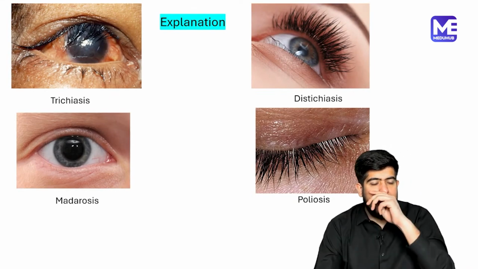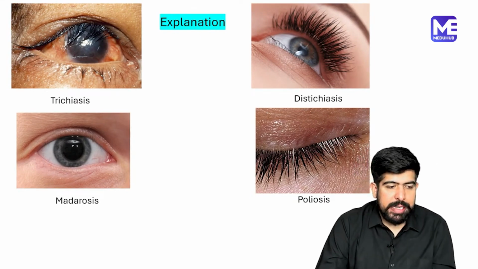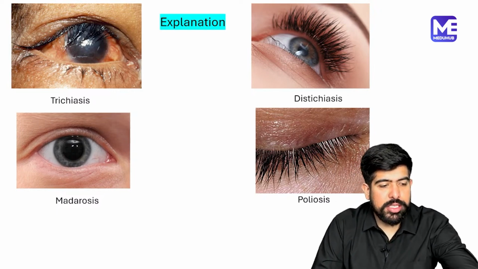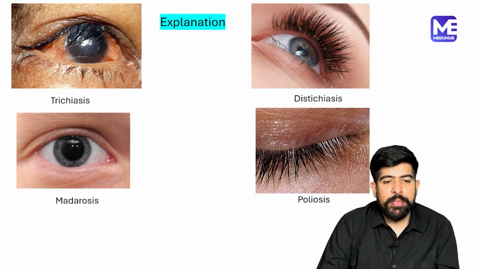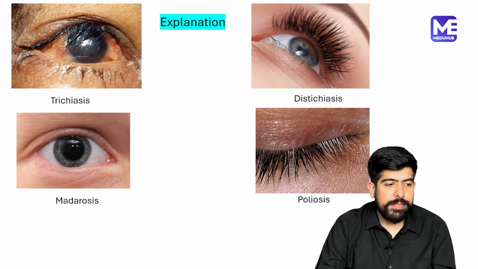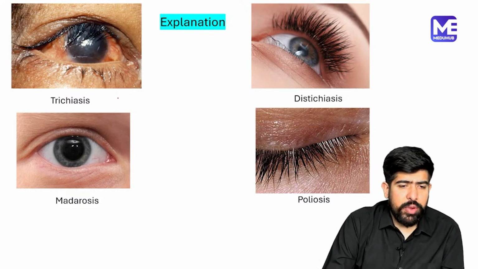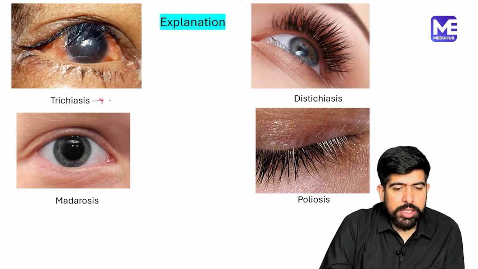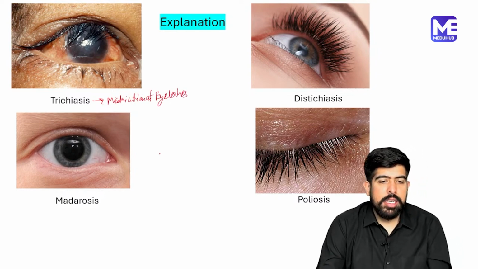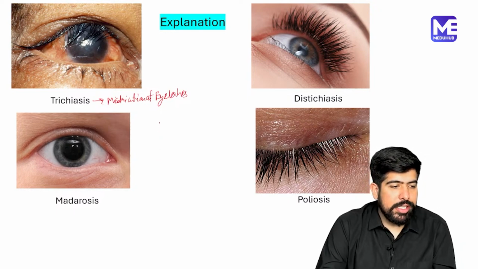We're going to talk about the explanation of this particular slide. You can see in this image, I included all the four options, and I'm going to explain to you one by one all the images. The first one is trichiasis. Write it down: this is the misdirection of eyelashes.